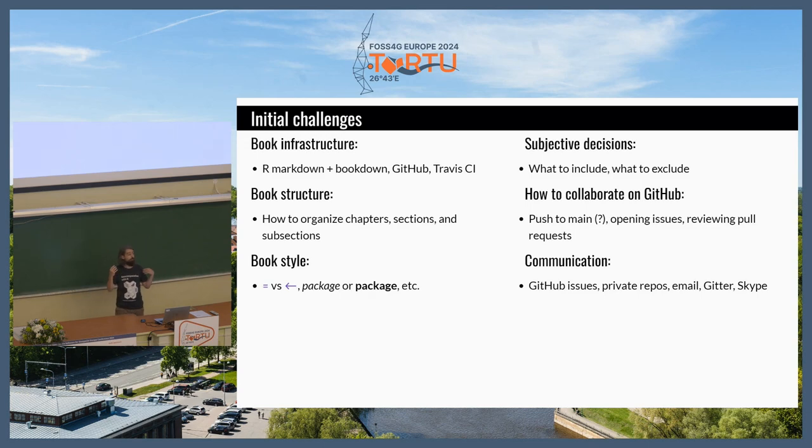And then we've got a lot of subjective decisions to make, because, you know, we have tons of tools, tons of data sets, tons of problems that we can solve with spatial data, but it's impossible to write an infinite book. So we need to stop somewhere, we need to focus on something. So there were a lot of decisions. We can include this, but maybe exclude that, this is important, this could be shortened, and so on.